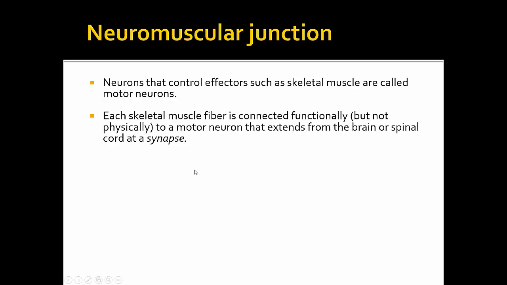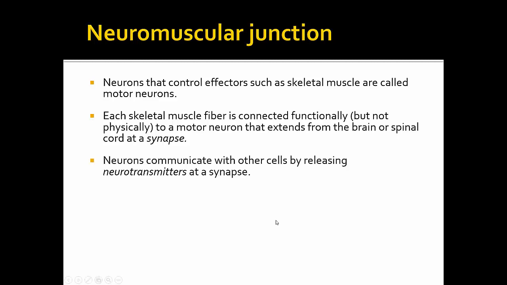Each skeletal muscle is connected functionally, but not physically. It's a functional connection, meaning they affect each other, but they don't actually touch. So the skeletal muscle fiber is connected functionally to a motor neuron that extends from the brain or spinal cord at a space called a synapse. And I'm going to show you a picture of a synapse.